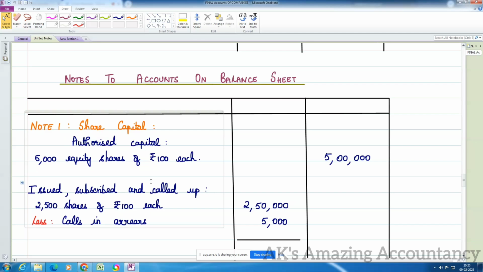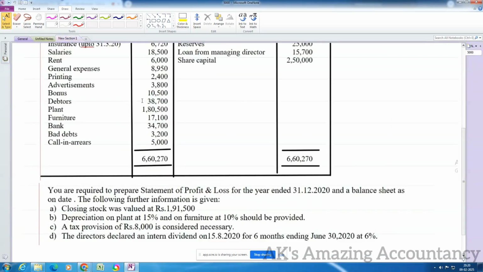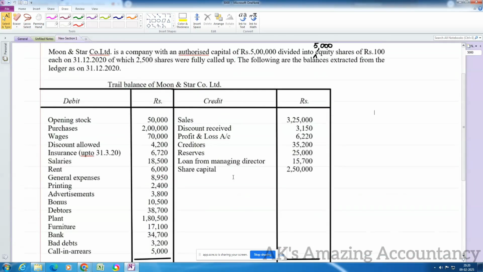As far as this particular problem is concerned, you are given the authorized capital as 5 lakhs. As you all will know, authorized capital is only a piece of information which has to be recorded in the balance sheet. It is the maximum amount of capital which a company is authorized to raise as per the capital clause of the Memorandum of Association. This amount will not be taken into account for totaling purposes. Now, we will be entering the authorized capital in note 1.